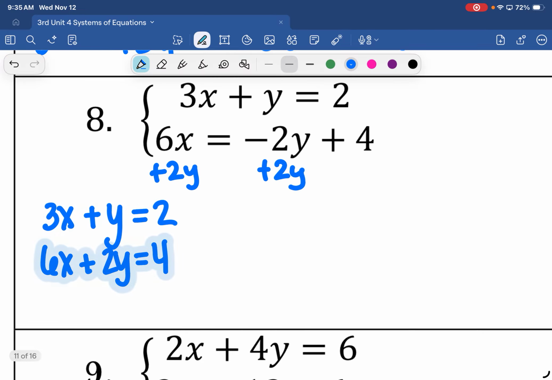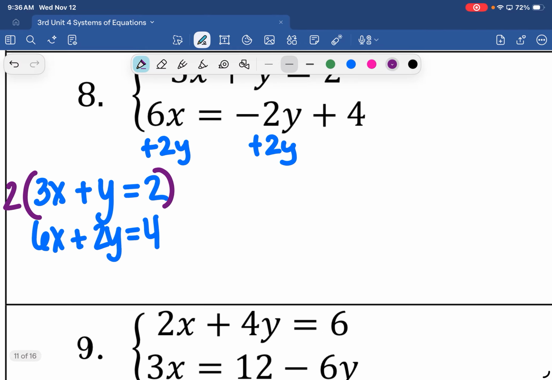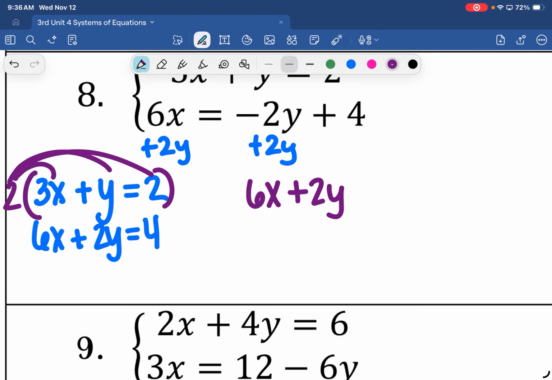Now I can look at multiplying. What do I need to multiply the equations by? The top one by 2. Okay, top one by 2. So when we do that, what is 2 times 3x? What is 2 times y? Plus 2y. What is 2 times 2? 4. Then did we do anything to the second equation? So we just bring it over. 6x plus 2y equals 4.